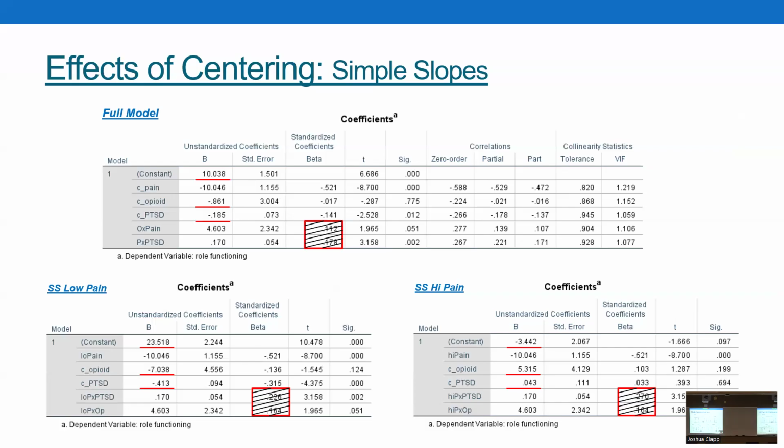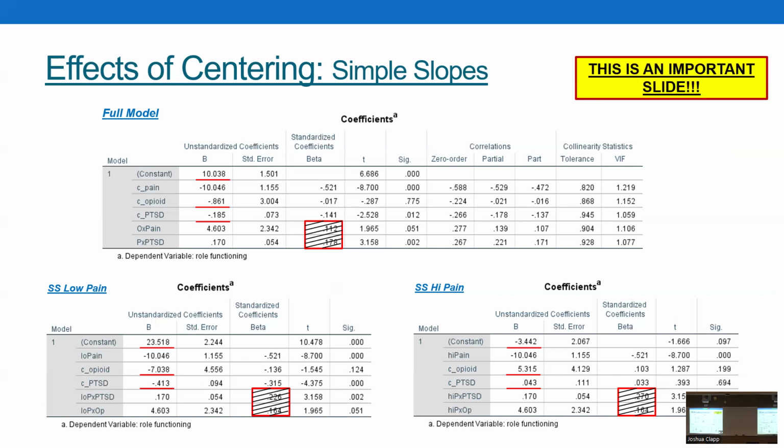Other thing too, you'll see that when you do this, the coefficient for your moderator will be identical across these two, okay? The unique effect of pain on outcome doesn't change across these two solutions. Okay, what will change are your other lower order effects that are involved in an interaction term, but your interaction terms themselves, those aren't going to change.